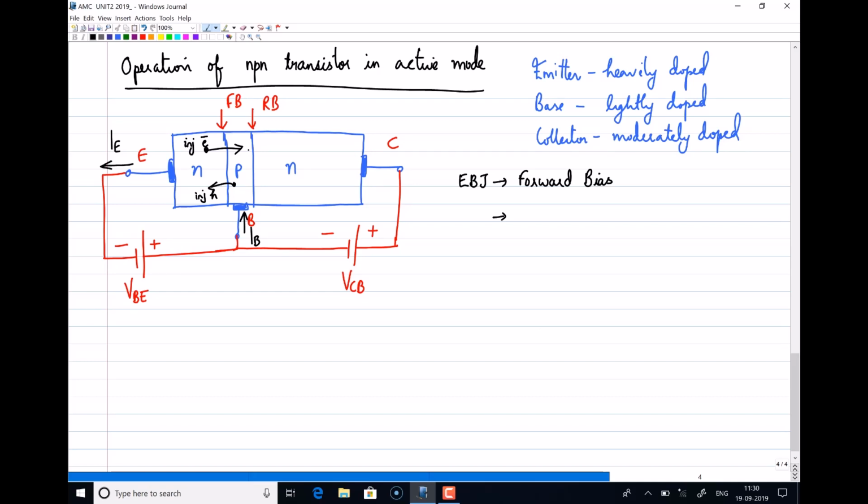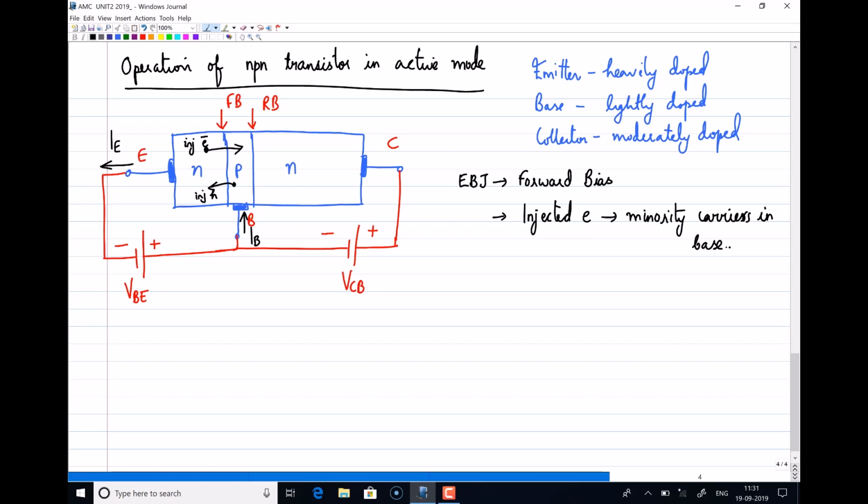We look at this junction. Injected electrons will be injected from emitter to base. But when these injected electrons reach the base, they become minority carriers in the base, because the base is a P region. So these injected electrons are minority carriers in the base.